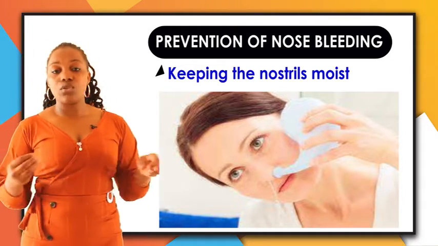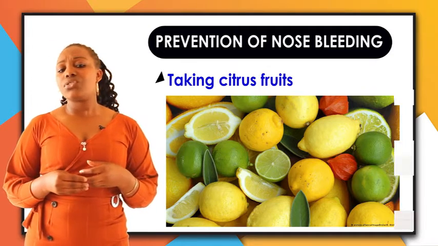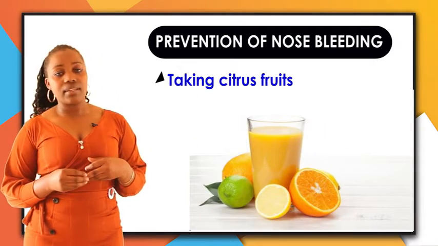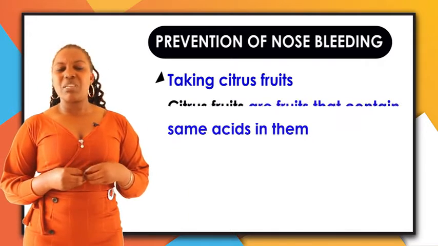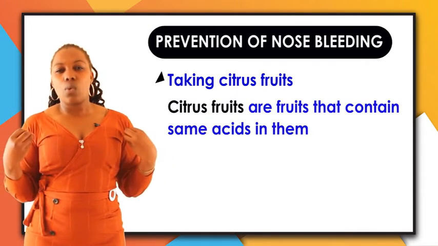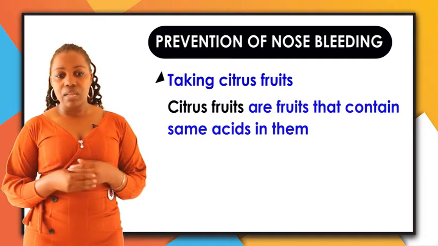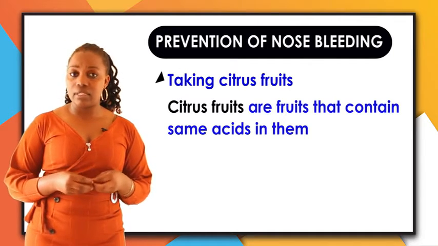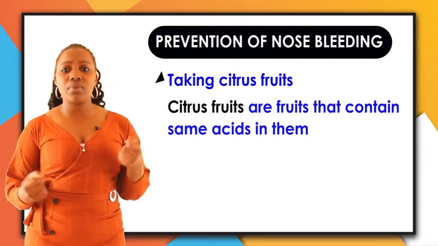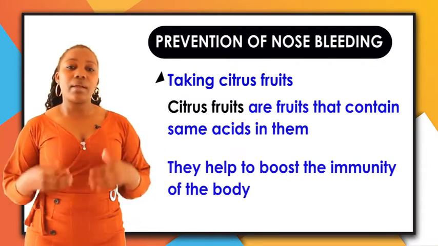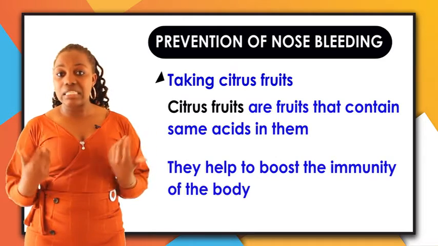Another thing we can do to prevent nose bleeding is taking citrus fruits. That word citrus fruits means the fruits that contain some acids in them. And these fruits are very important. They help to boost the immunity of the body. And when the immunity of the body is boosted, blood clotting can easily take place.